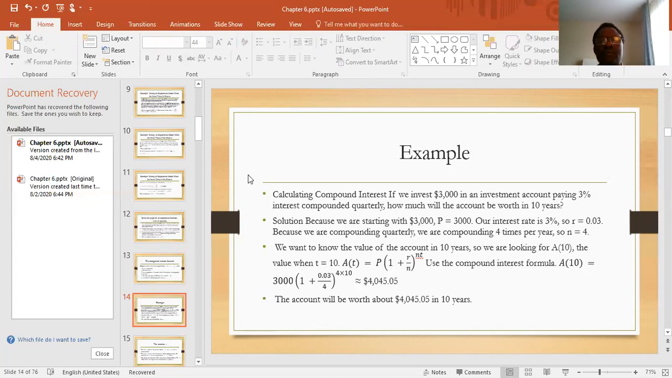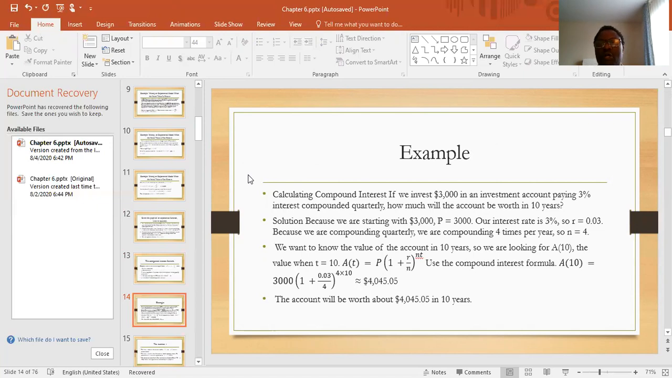Example, calculating compound interest. If we invest $3,000 in an investment account paying 3% interest compounded quarterly, how much will the account be worth in 10 years? So here the initial value is 3,000. The interest rate is 3%. We will express r as 0.03. Because the compounding is quarterly, the number of times the interest will be compounded is 4, so n equals 4.